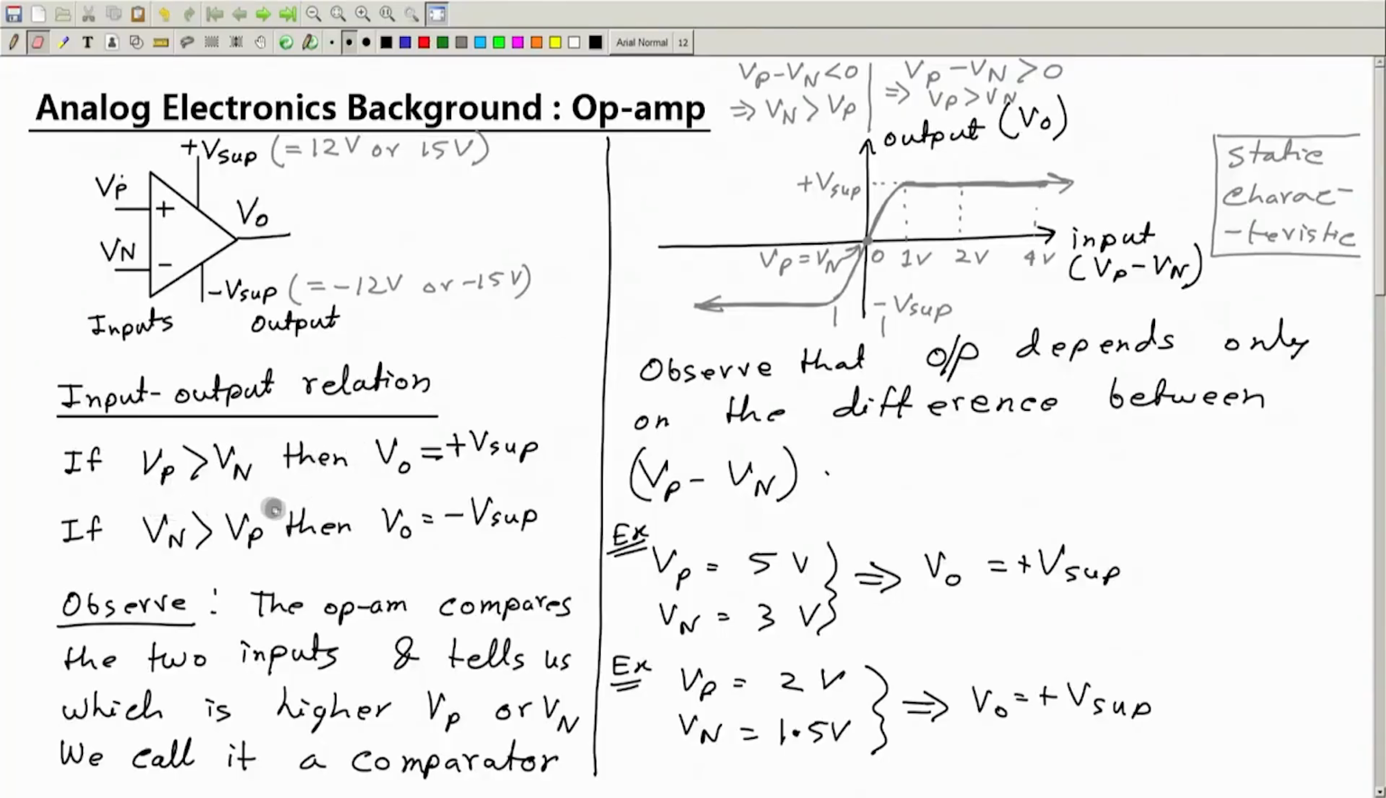So we are studying op amps, and so far we have seen two important properties, or two important rules. Rule number one is this input-output relationship, which says if Vp is higher than Vn, where Vp and Vn are the two inputs, then the output will be positive, else the output will be negative. This we also have represented graphically, pictorially, like this, which we call the static characteristic. So this is rule number one.